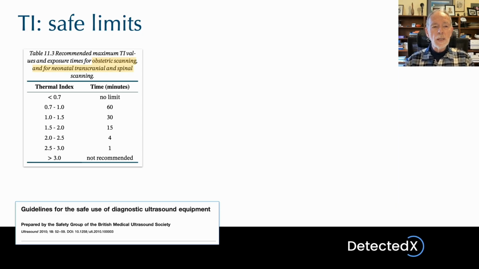And what you can see is that for obstetric scanning and neonatal transcranial and spinal scanning, there are no limits on the scan time if the TI is less than 0.7. If it's below 1, then they recommend a maximum time of 60 minutes. If it's less than 1.5, then 30 minutes, and so on. As the TI gets higher, they recommend shorter and shorter scanning times.